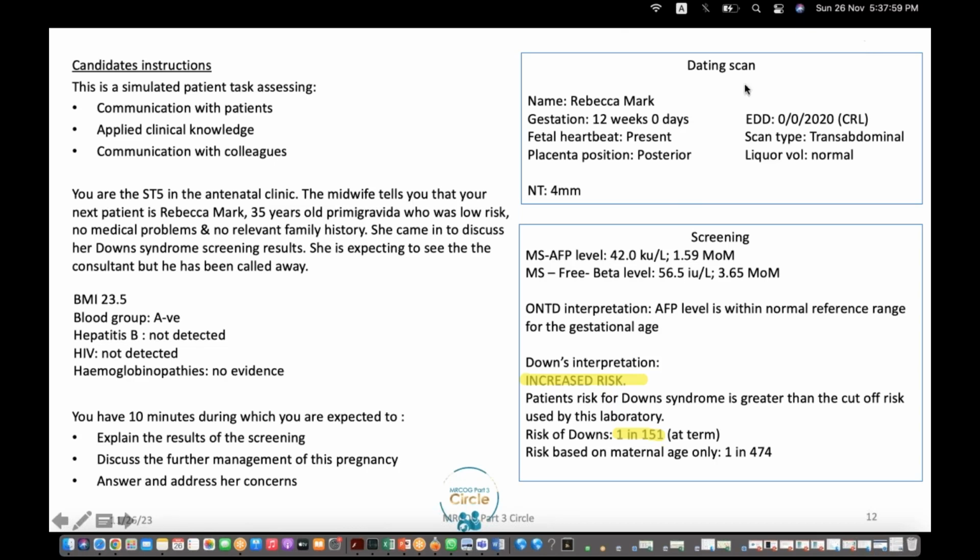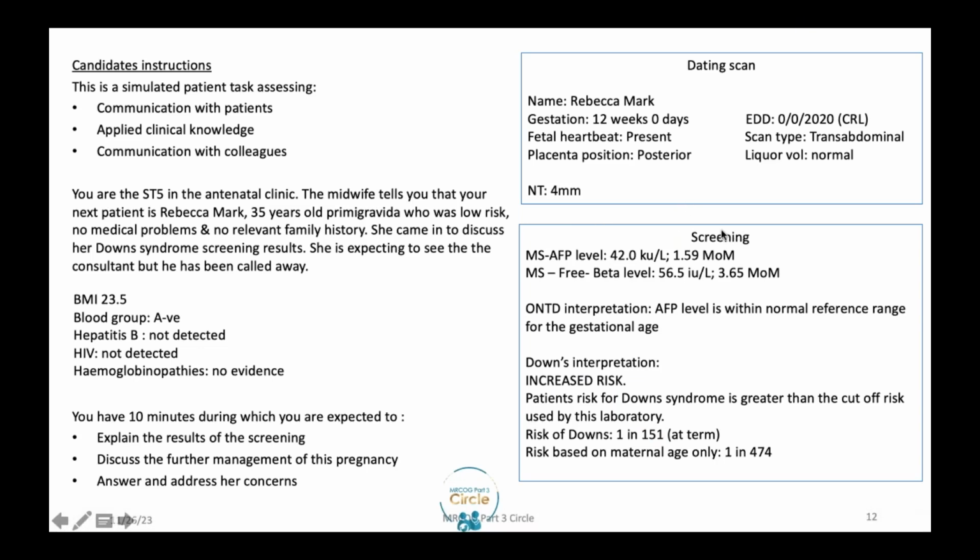Before we go ahead, bear in mind that each and every patient is counseled before any scan or test, and their consent is taken. Midwives usually explain the Down syndrome screening test, what it entails, how it's done, and its aim. So here, Rebecca is coming after the screening test. If the result was normal, she wouldn't be coming to see you. She would just continue with her community midwife. But the community midwife referred her because the result is abnormal.